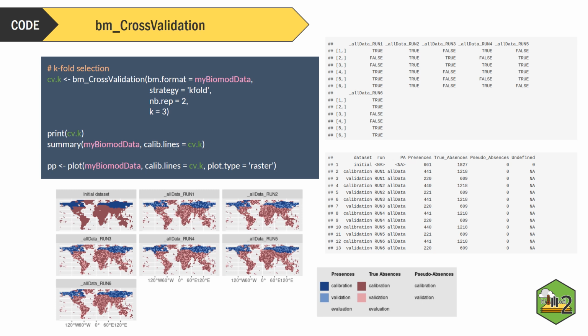Now, there are other methods implemented to split your data. I will show you just one more, the k-fold strategy. Here, it will randomly divide your observations in 3 and create 3 cross-validation sets, each one using as validation data one of the 3 parts. And the process is repeated twice, so you end up with 6 cross-validation datasets.